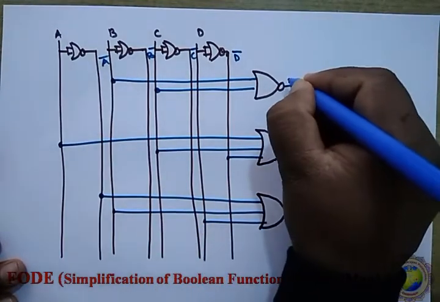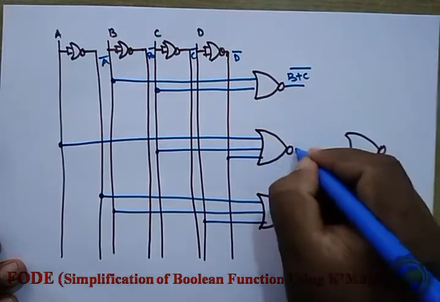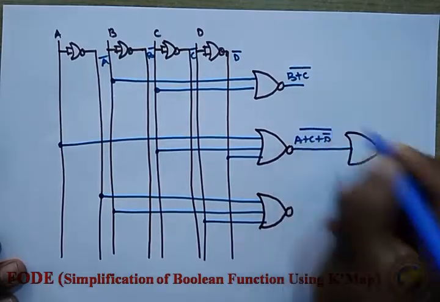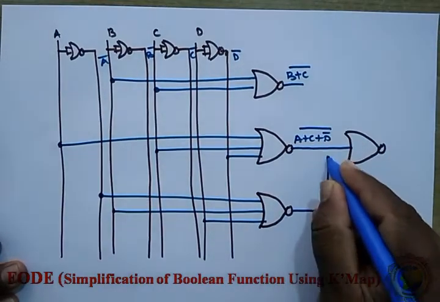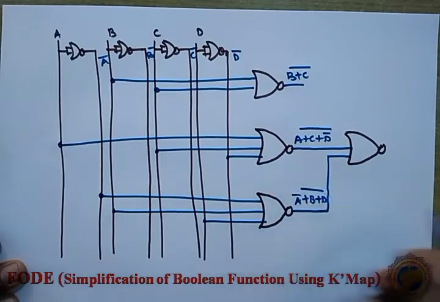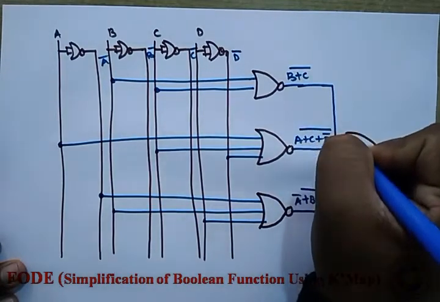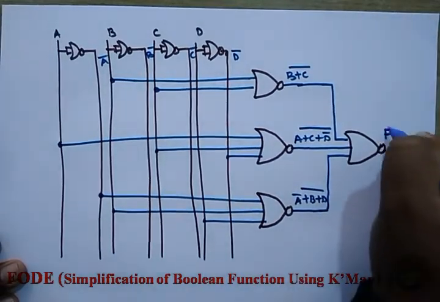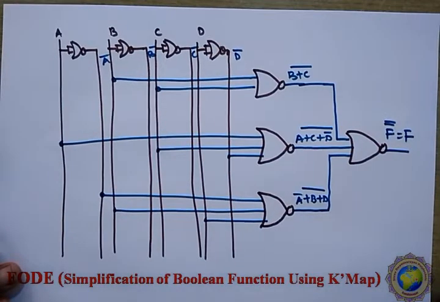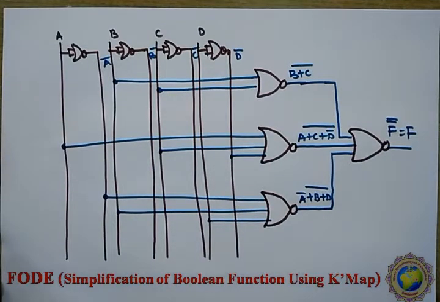So our first function is (B plus C) bar. Second function is (A plus C plus D bar) bar. And the third function is (A bar plus B plus D) bar. So you can easily draw the diagram using this. Further, we will see one more example, so you can easily understand it.